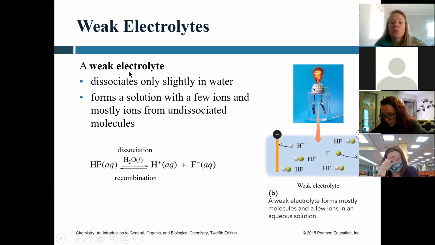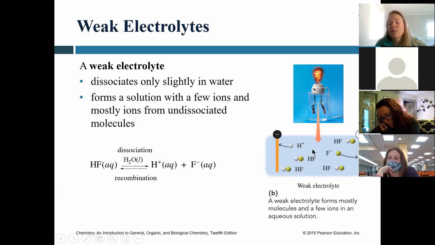Weak electrolyte solutions only dissociate partially in water. So HF is an example of a weak electrolyte solution. Some of the H's and F's will break apart, but you see there's a double arrow here, which means that some of the H's and F's will actually recombine. So there's a percentage of the HF and a percentage of the H and the F's broken apart. We'll find both the molecular and the ions in solution.